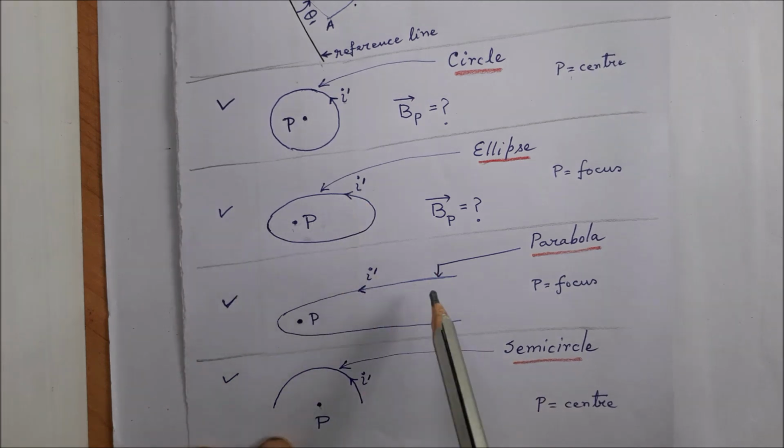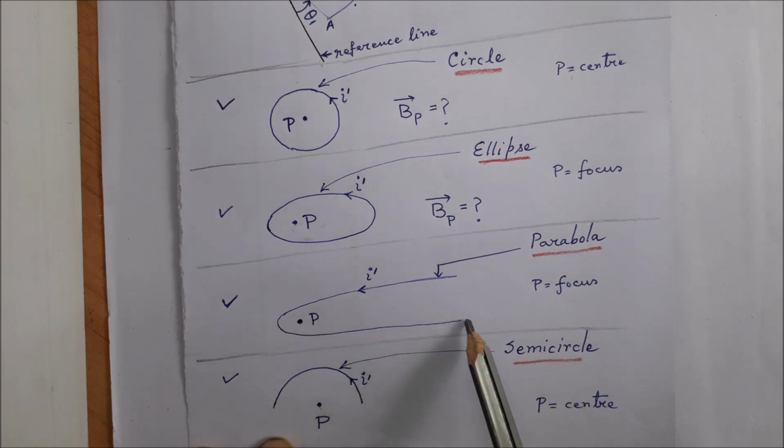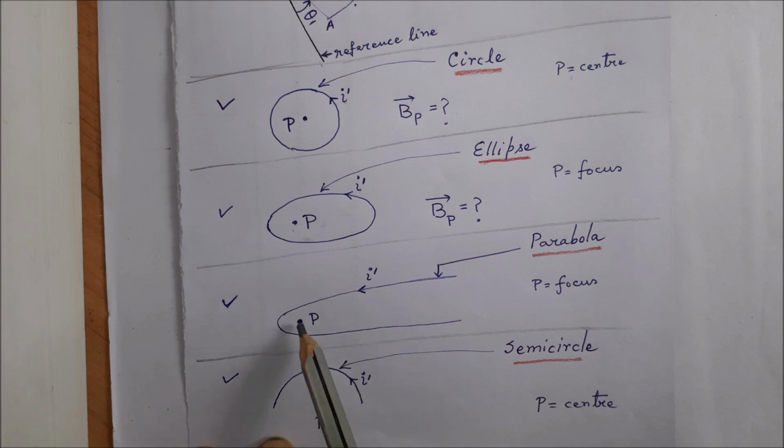And similarly, if we consider a parabola, current coming from infinity, and it turns over along this line around this focus, P is a focus, and then goes to infinity once again. So what is the effect of I prime at P?